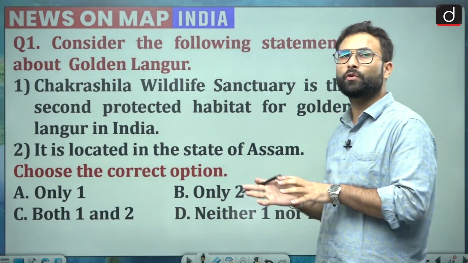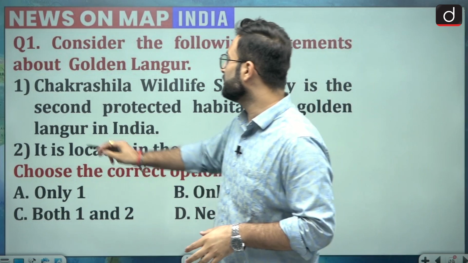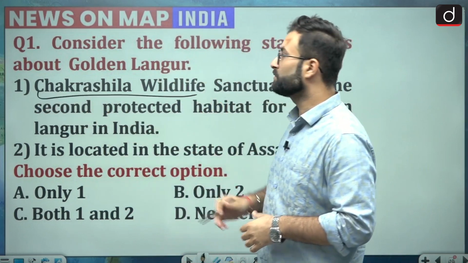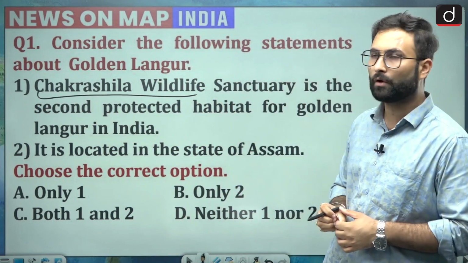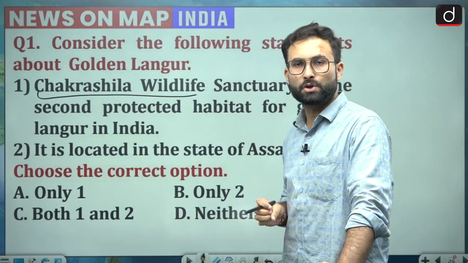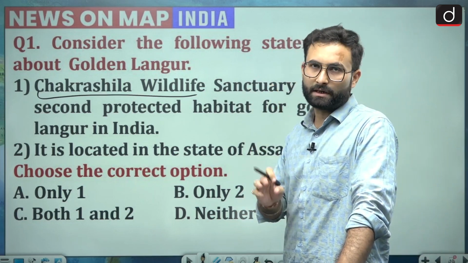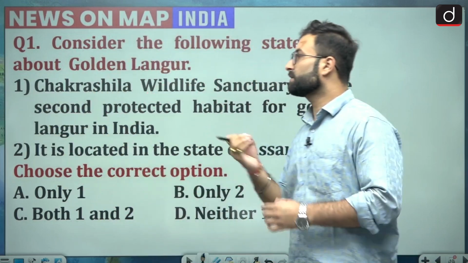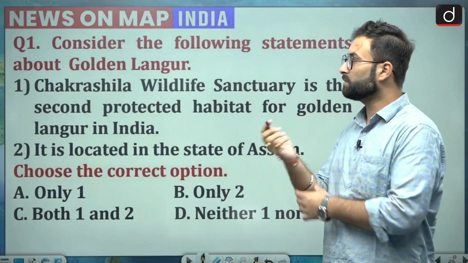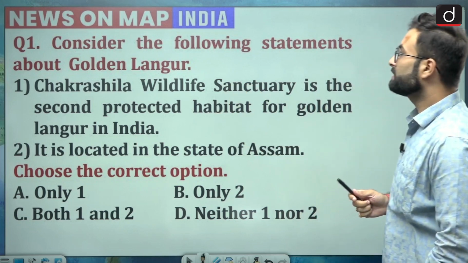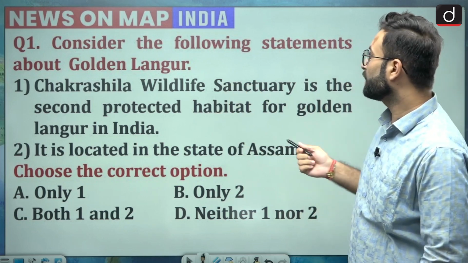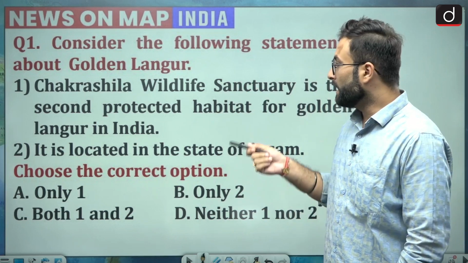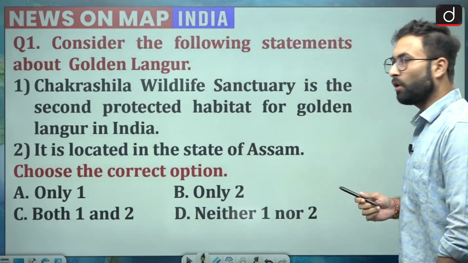Now, the golden langur was in the news, or actually I would say that the Chakrashila Wildlife Sanctuary was in the news because the population of these langurs is reducing over there. Why? Because of habitat destruction. So that is why these Chakrashila and the golden langurs were in the news. Chakrashila Wildlife Sanctuary is the second protected habitat for the golden langurs in India. It is located in the state of Assam.